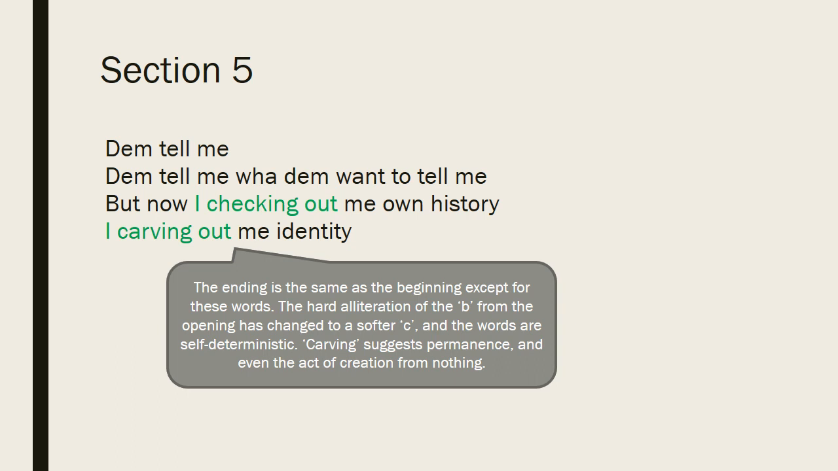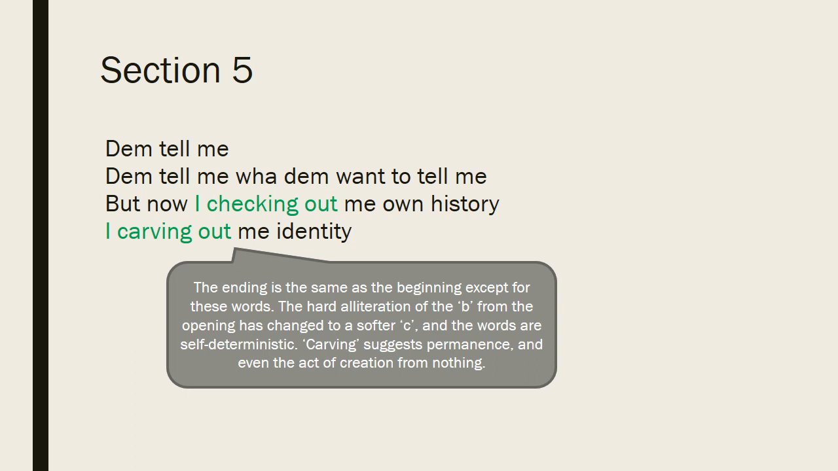Not only has bandaging up his eye with his own identity become checking out, as though he's taken the bandage off and he's looking for himself, but also the blinding has turned into carving out, as though the permanent action has now become his. Okay, carving being a very permanent but also artistic act in many ways, coming out of there.